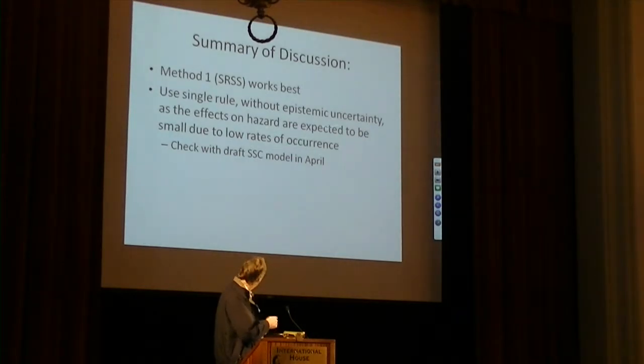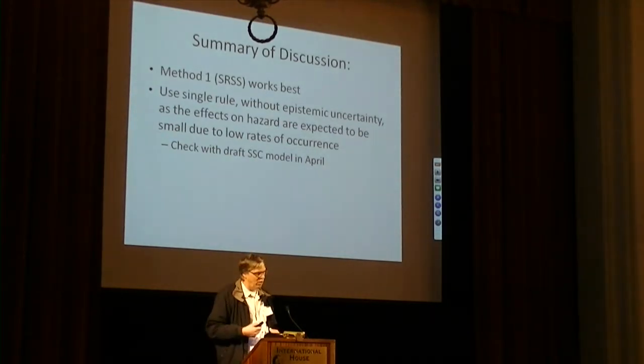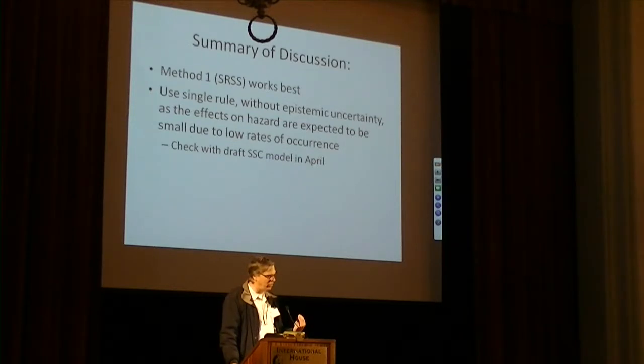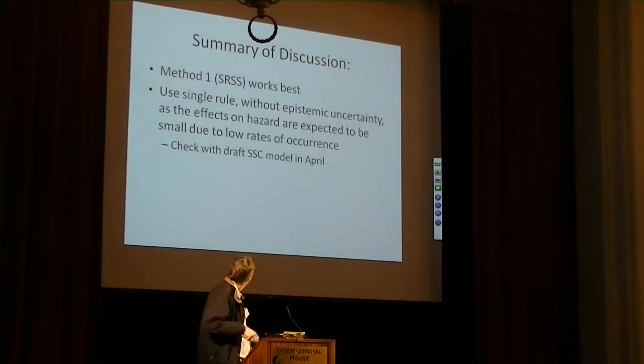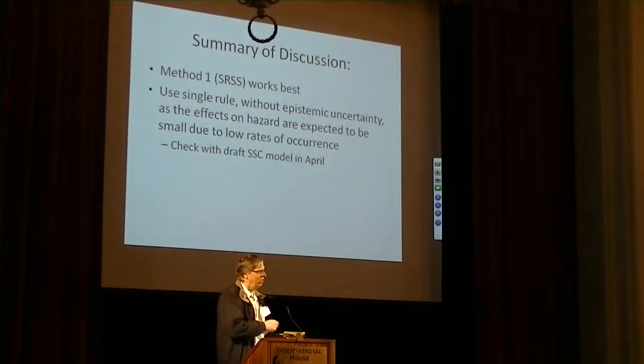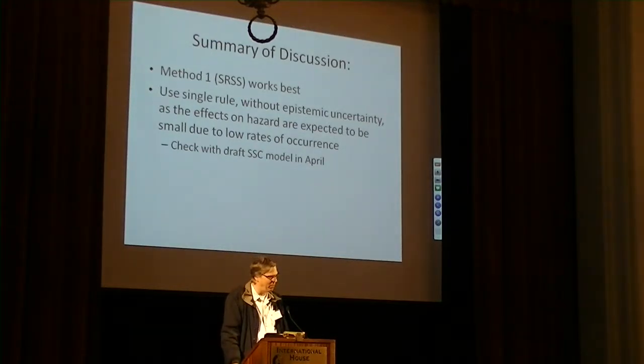Okay? We're going to, because we think that this is going to be a small contributor to the hazard, because the rates of occurrence are so small compared to the rates of the faults rupturing separately. But we'll check this assumption when we see the draft SSC model that should be available to us in April. If it becomes a significant contributor to the uncertainty, then we need to go back and address the uncertainty in that parameter instead of just adopting a single rule. But right now, we're going with the single rule of SRSSing the results.